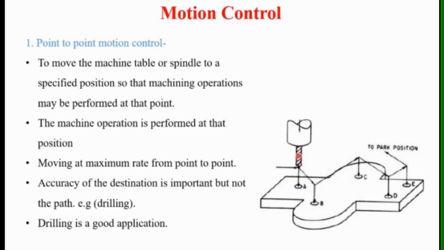The path of the machine tool movement is not important here, because point to point movement is what matters, and the operations should be carried out only at the required points, not along the path. So accuracy of the destination at points A, B, C is very important, but the path is not. An example of this type of point to point motion control system is drilling, boring or bushing, which is a good example of this type of machine control.